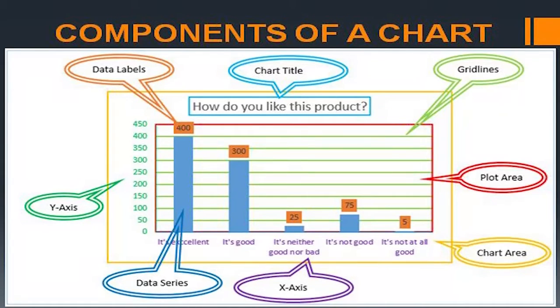As we discussed right now, that is called the x-axis, which is horizontal. It shows categories like excellent, good, neither good nor bad, not good, not good at all. That is called the horizontal axis.